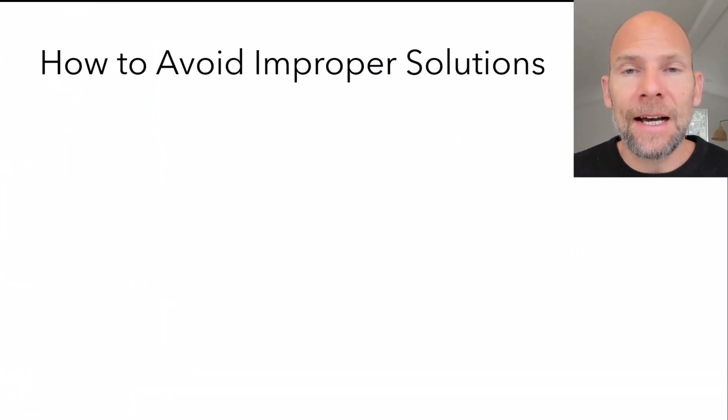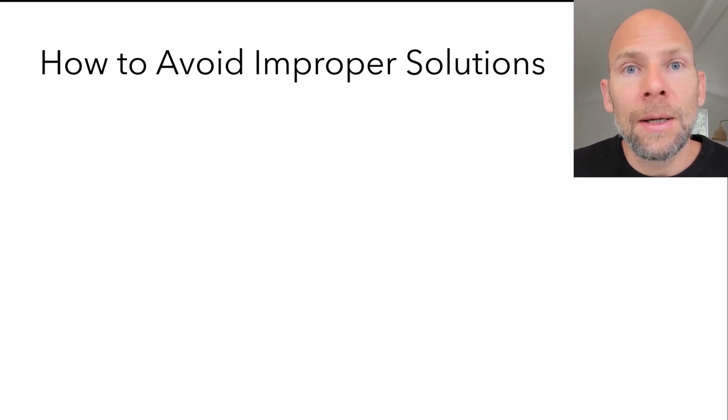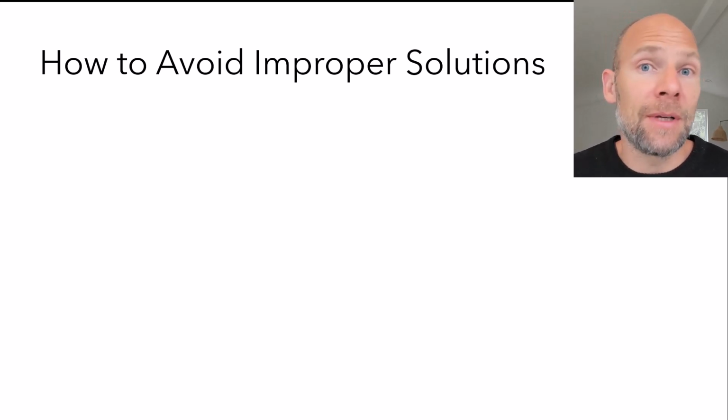So let's get started and let's talk about how you can avoid improper solutions in structural equation modeling. First of all, what are improper solutions? Improper solutions mean you have one or more parameter estimates in your output that are out of the admissible range.